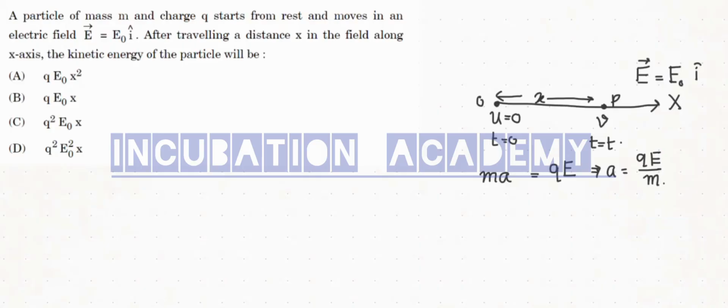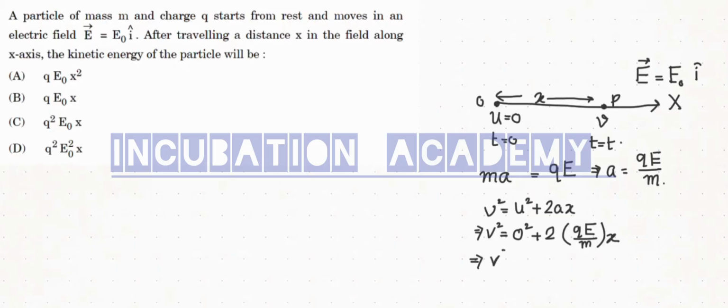So I am using this equation, that is v square equal to u square plus 2a multiplied by x. So it is v square equal to 0 square plus 2, the value of the acceleration is q into E divided by m, multiplied by x. So v square equal to 2qE divided by m multiplied by x.